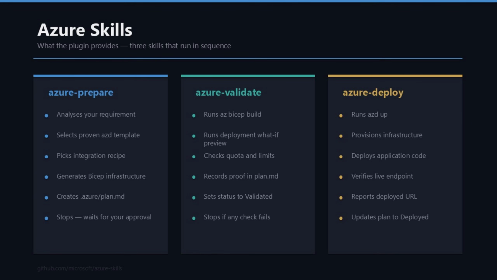And then comes the final step, which is Azure Deploy. This is where the actual deployment happens. It runs azd up, which provisions the infrastructure and deploys the application. And after the deployment, it verifies that the application is working and returns the live endpoint URL. So the complete flow is simple: plan, validate, and deploy.